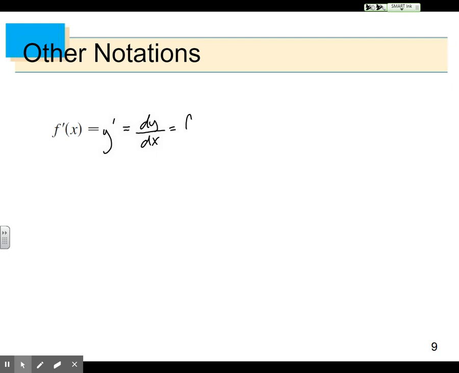We got df over dx. I don't use that much, but we're differentiating the function with respect to x. You can pull the d over dx out in front. I do this a lot.